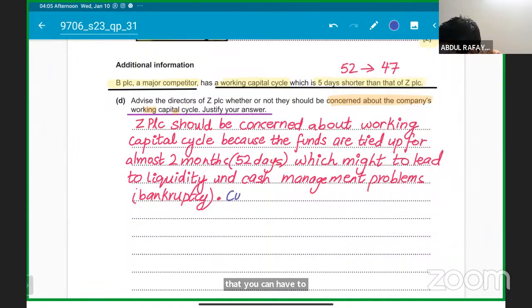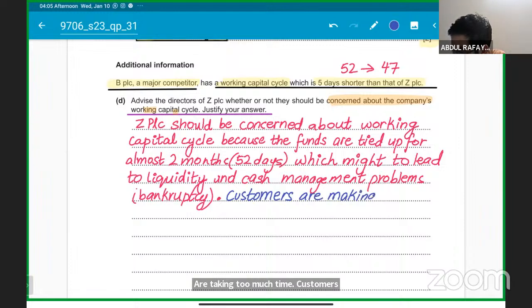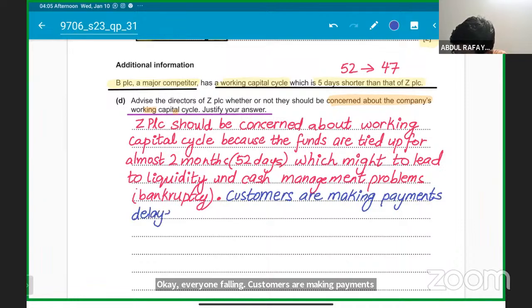These are pointers. Make sure you make a point. Customers are taking too much time. Customers are making payments delayed. Okay, everyone following? Customers are making payments delayed.